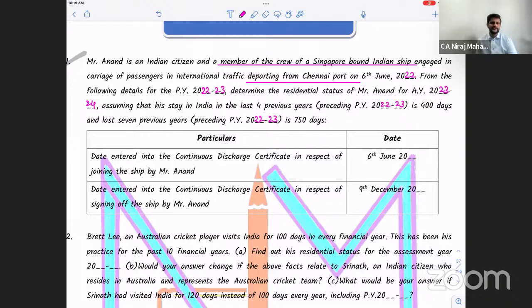So they are talking about basic condition number 2, as well as additional condition number 2, that is the last 7 years. Clear till here? Right. Check now. Date entered into the continuous discharge certificate in respect of joining the ship by Mr. Anand, 7 June 22. The date entered in the CDC in respect of signing off the ship by Mr. Anand, 9 December 22. What is the relevance or meaning of 6 June to 9 December? Where was he from 6 June to 9 December? Tell me.